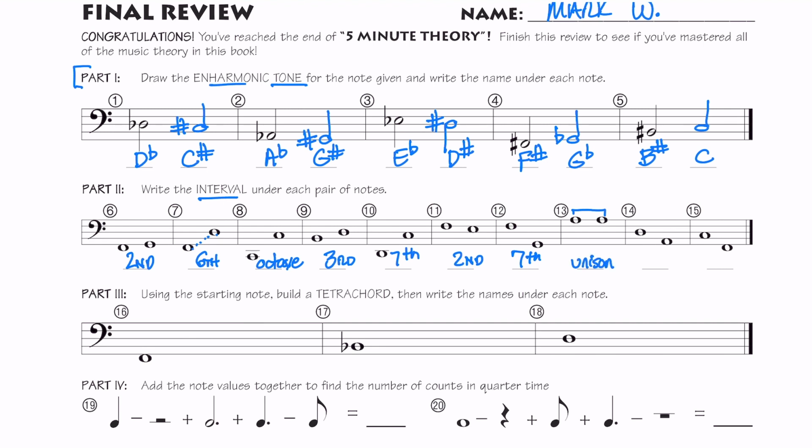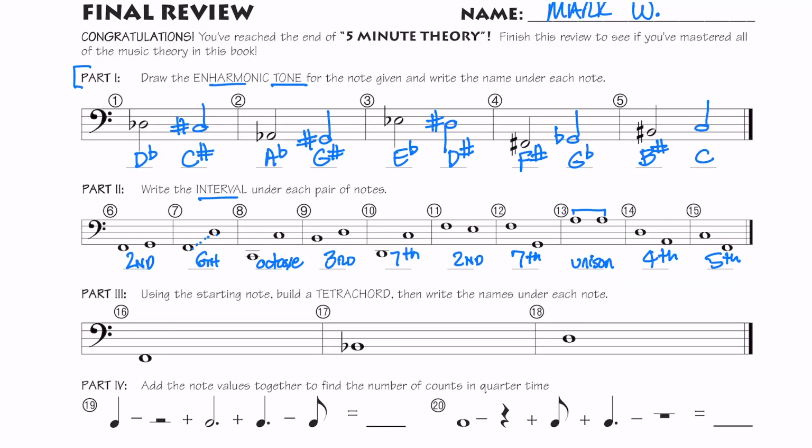D to A, D, C, B, A is a fourth. And then C to F, C, B, A, G, F is a fifth. How'd you do on naming your intervals? Hopefully pretty good, and we can move on. If you totally blew it and you got all of those wrong, then go back to the lesson that covers intervals.